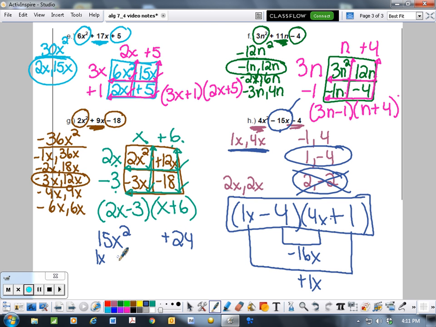You're going to have a 1x and a 15x. You're going to have a 3x and a 5x. And then here you're going to have a 1 and 24. You're going to have a 2 and 12, a 3 and 8, a 4 and 6. And then you have the negatives. And so it's a lot of just different things to try. So 3 methods, all very useful for factoring.